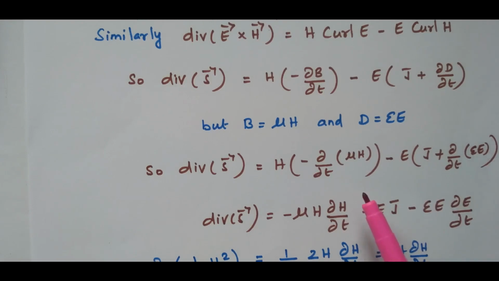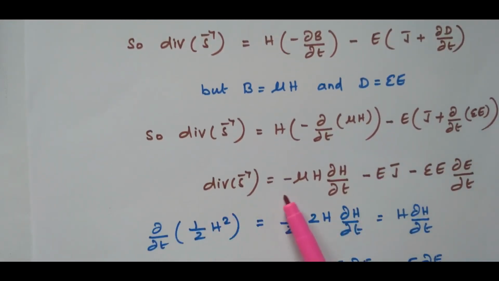Now we can simplify this. Divergence of S equals minus mu H dou H by dou T, since one H is already there and mu is taken outside. Then we multiply E into J, giving minus E into J, and multiply E with the last term, minus epsilon E dou E by dou T, with epsilon taken outside. Now we have three terms: minus mu H dou H by dou T, minus E dot J, and minus epsilon E dou E by dou T.